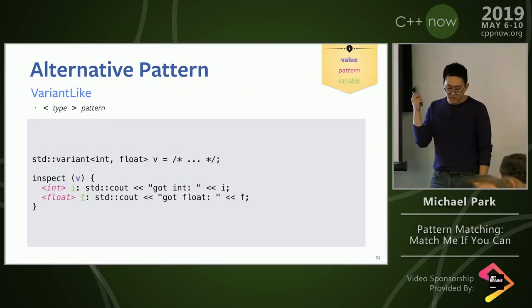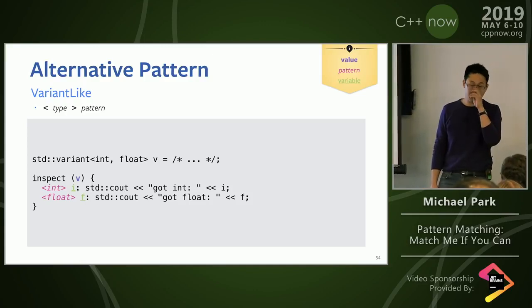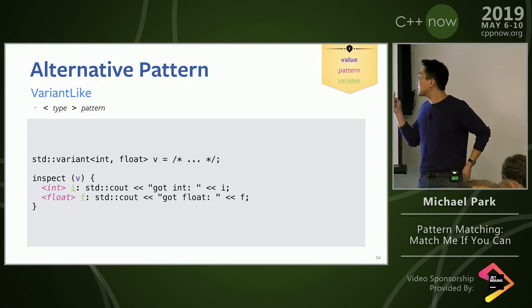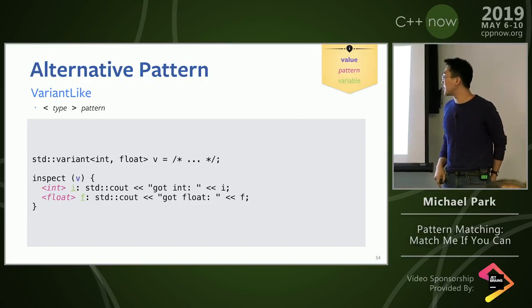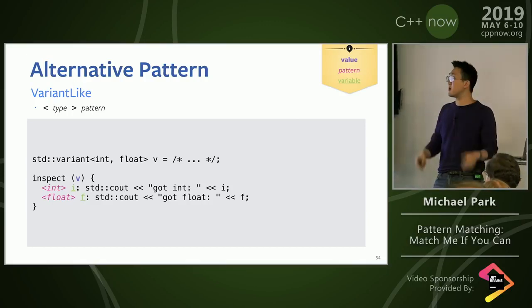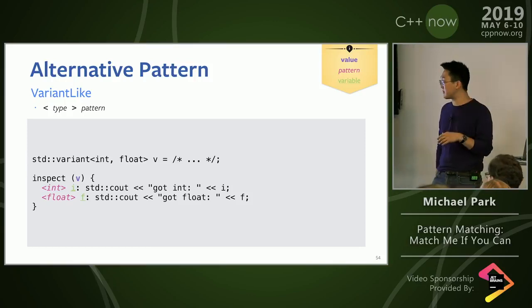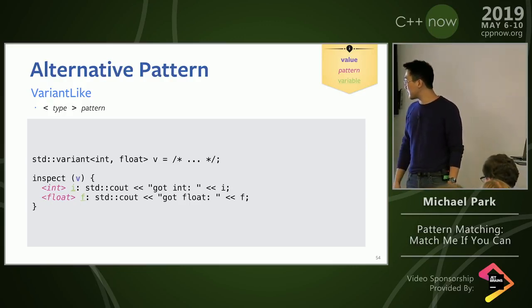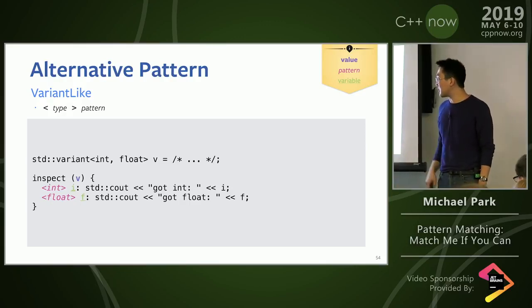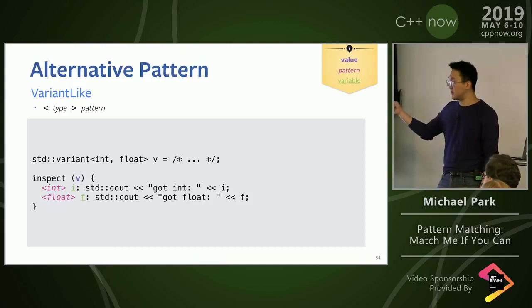This is the part where we want to make variants more useful, or maybe more usable. This is the typical use case for variant, where you could use the angle brackets, specify the type that you want, and then you can recursively match the pattern of the thing that's inside the variant. A simple example here is a variant of int and float. We're inspecting that variant and then specifying int and float. And i would be an int and f would be a float.